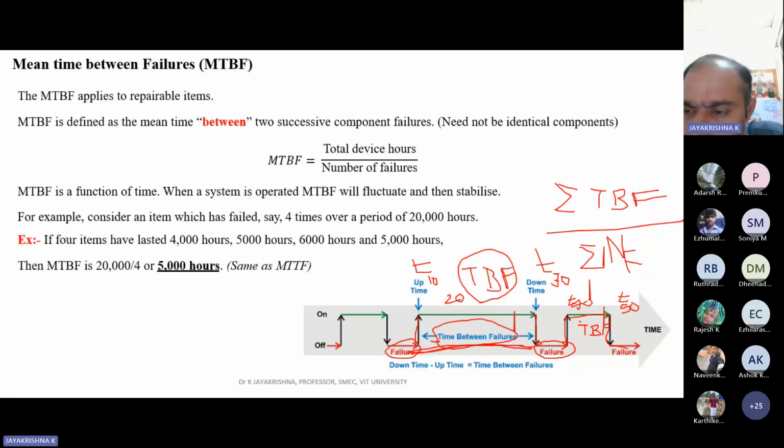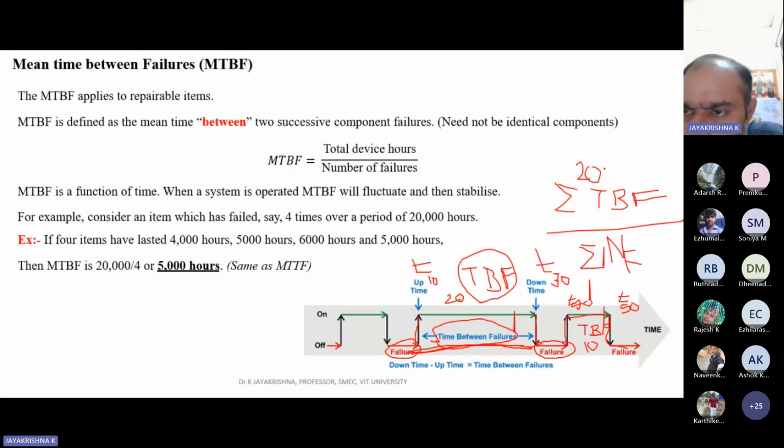Now tell me, when t equal to 10 and t equal to 30, the TBF, the time between failure, is what? 20. When the downtime is 40 and uptime is 50, what is the duration between this? 10. Right? So mean time between failure for these two cases is 20 plus 10.